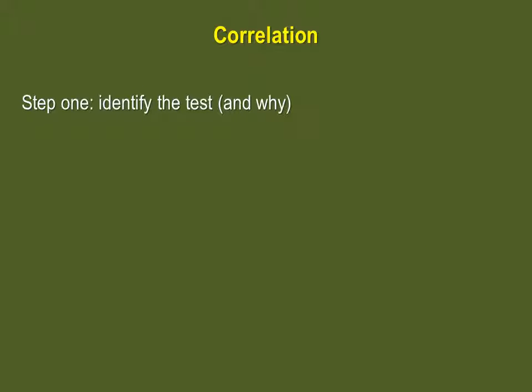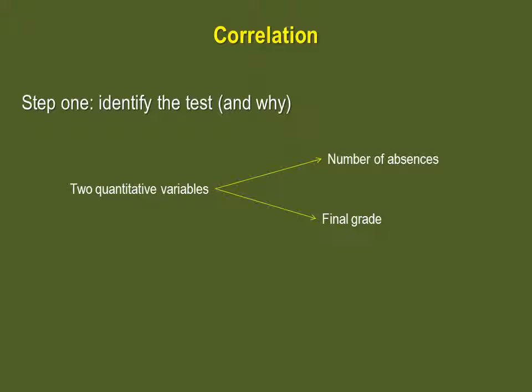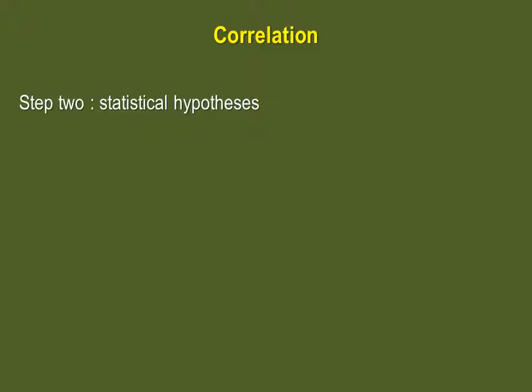So step 1, as usual, is identifying the test and stating why this test was chosen. In this specific case, we have 2 quantitative variables, which are number of absences and final grade. Furthermore, we're looking to see if there is a relationship between the two, so we will perform an R coefficient correlation test.